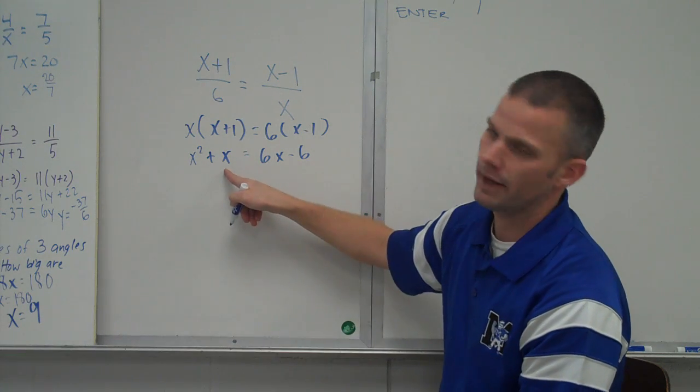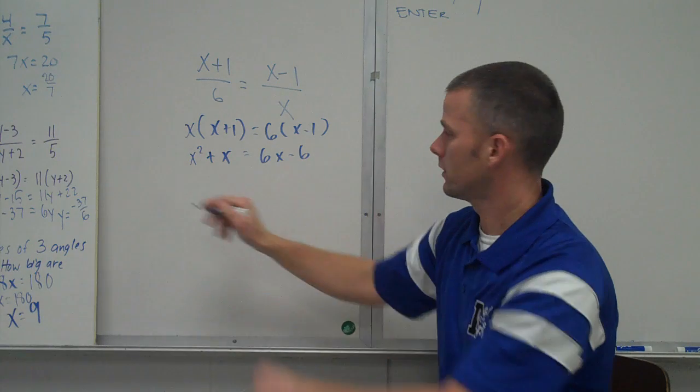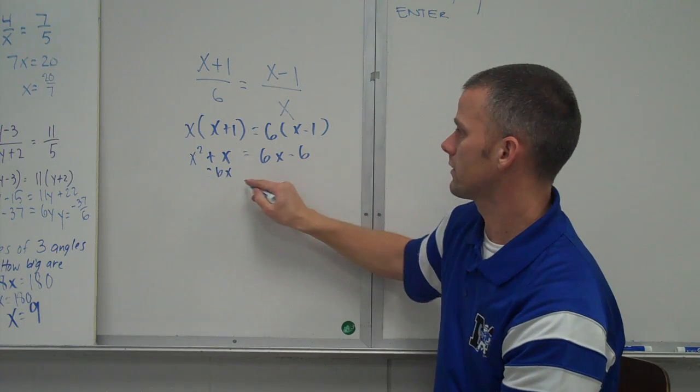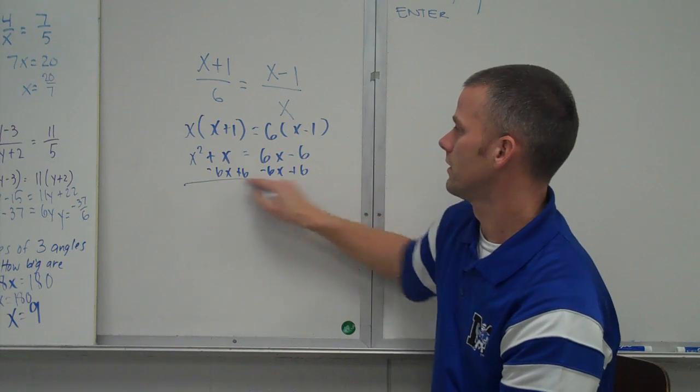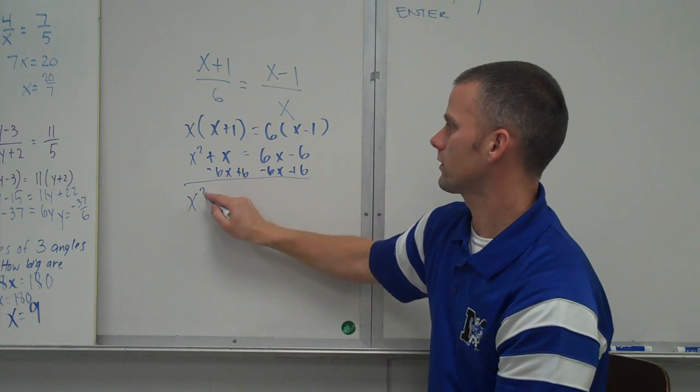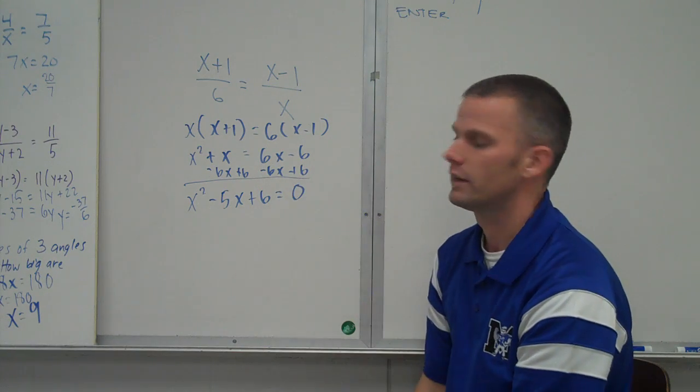You've got x squared, you've got x to the first power. This is called a quadratic equation. You take everything over to one side. So I'm going to subtract 6x and add 6. When I do that, x squared minus 5x plus 6 equals 0.